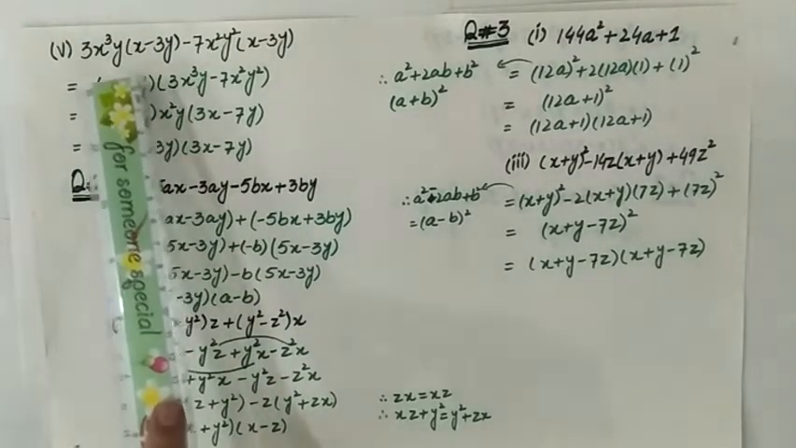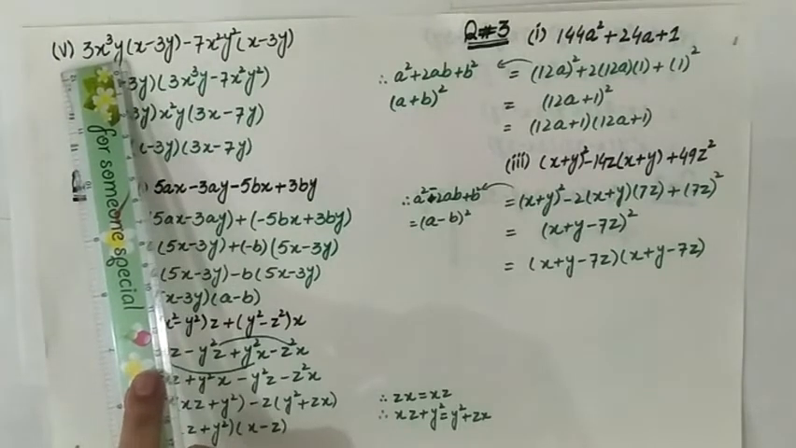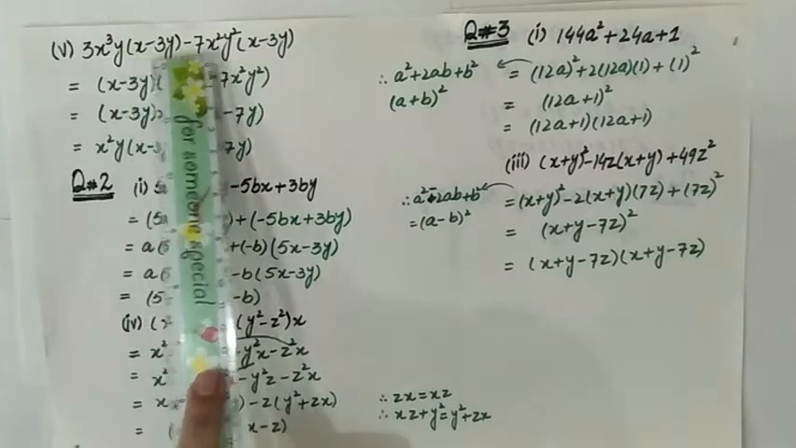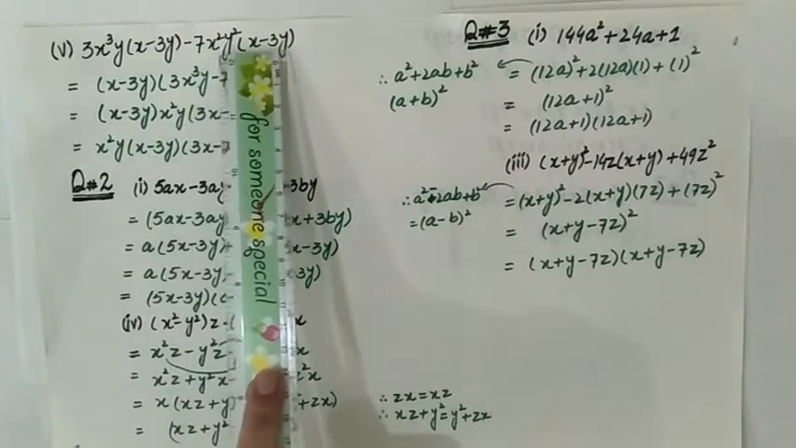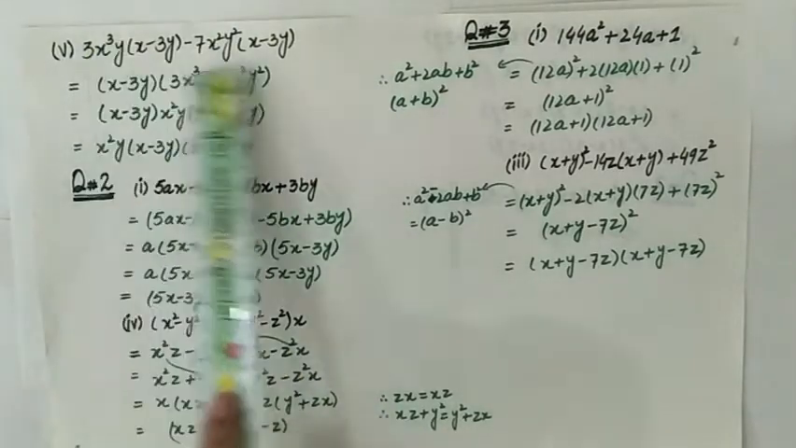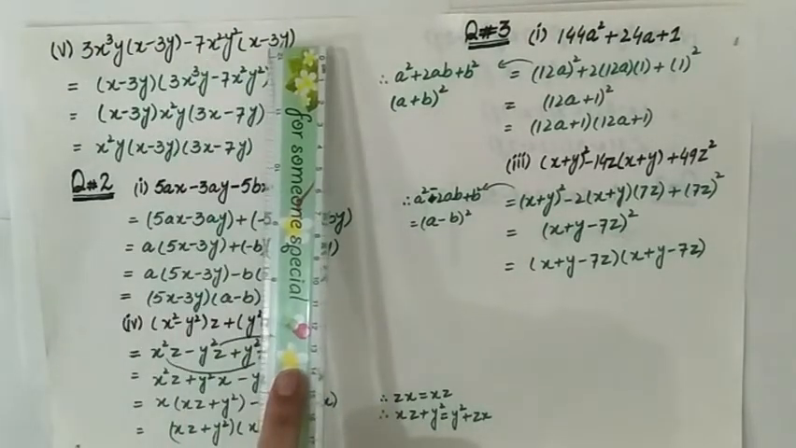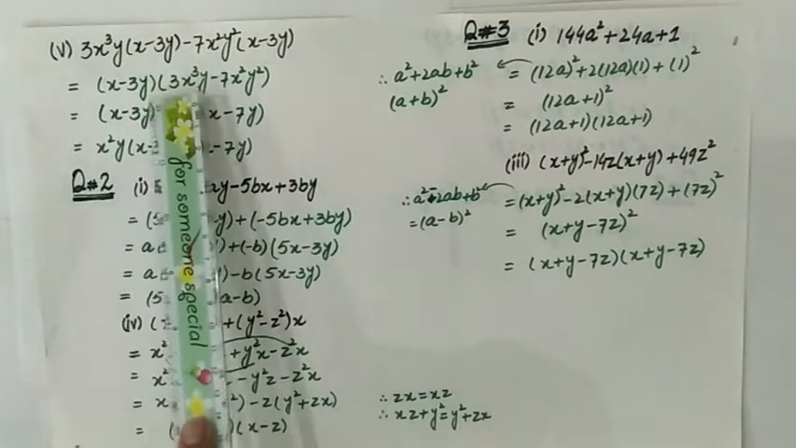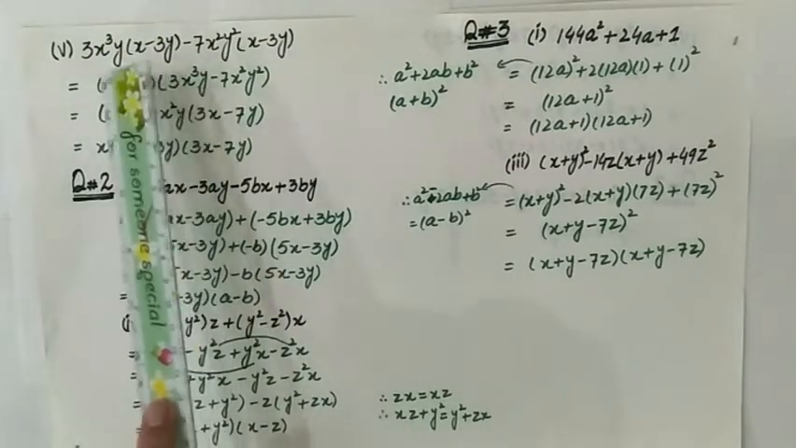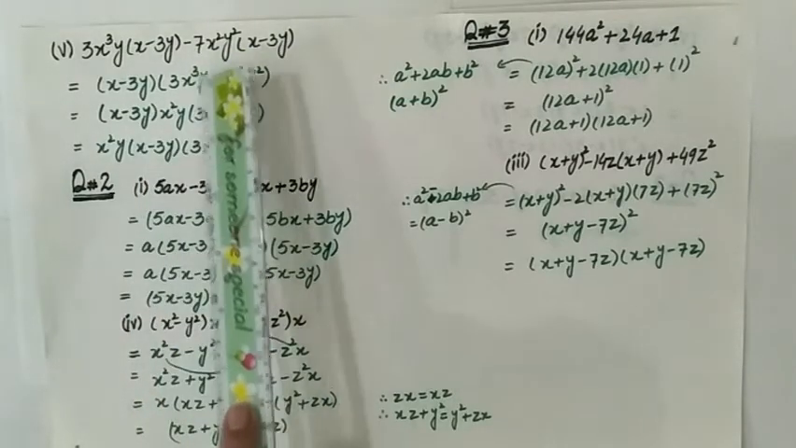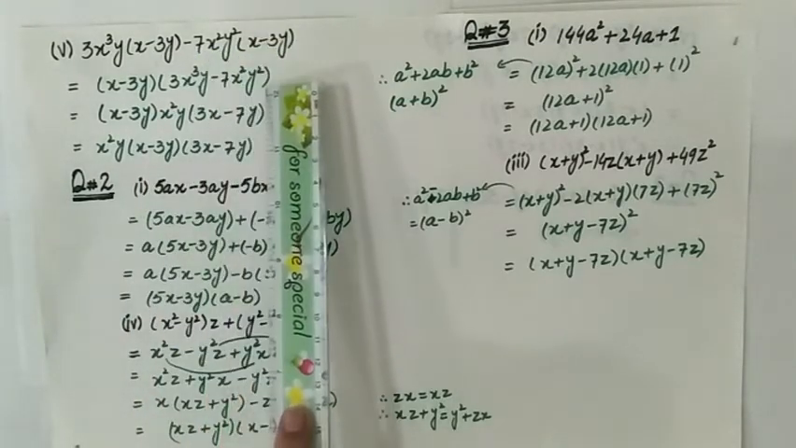Now we will take the fifth part of question number 1, which is 3x^3 y times (x minus 3y) minus 7x^2 y^2 times (x minus 3y). In this expression, x minus 3y is the common factor, so we will write this expression as (x minus 3y) common factor, and then the remaining values 3x^3 y minus 7x^2 y^2.